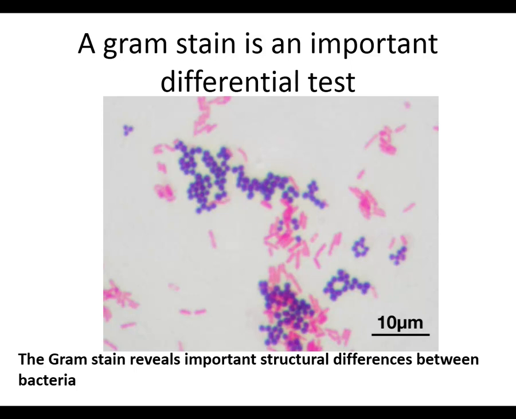Did you guys hear that? So if we see purple guys here and this is a Gram stain, we know these guys are Gram positive. We know that they have several layers of peptidoglycan. If we see pink guys, we know those guys are Gram negative. And they have one layer of peptidoglycan sandwiched in between two phospholipid bilayers, yeah? Those are hugely important differences, right?